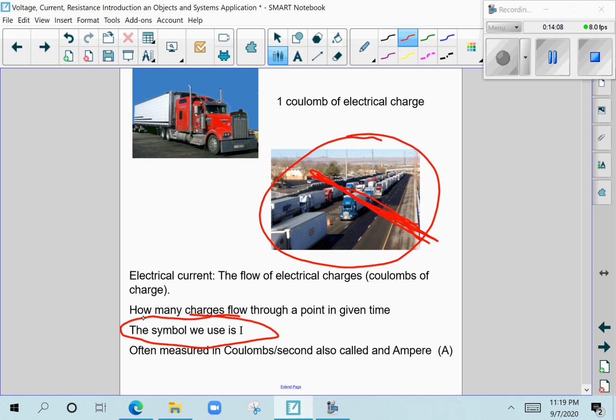All right, current is often measured as coulomb per second. That's also known as an ampere or amps. So when you see a battery that has a rating of 200 cranking amps or a fuse that's a 5 amp fuse, they're talking about the amount of current the battery can produce or the amount of current you can have flow through that fuse before it burns out.